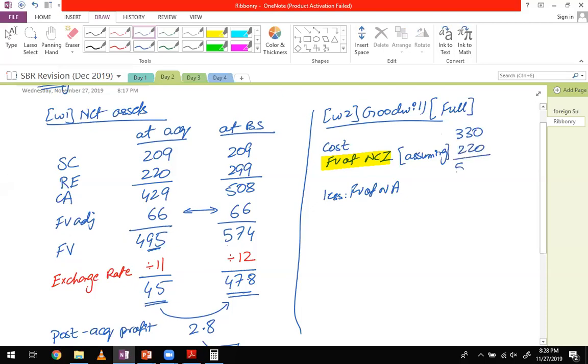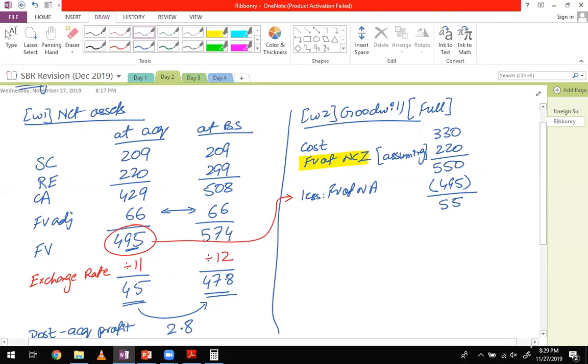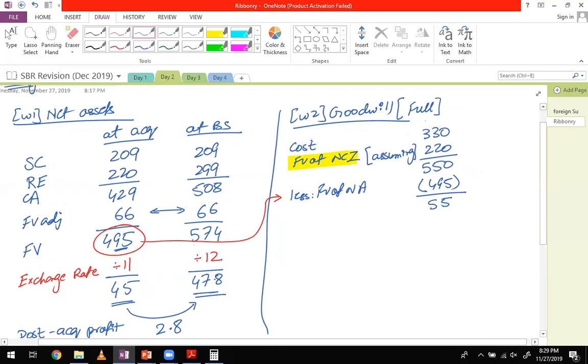So if we add 220, the value is going to be 550. And the net assets at the date of acquisition were actually how much? 495. So we should be deducting 495 from this to get the goodwill of $55 million. But this is the goodwill that we have calculated at the date of acquisition.